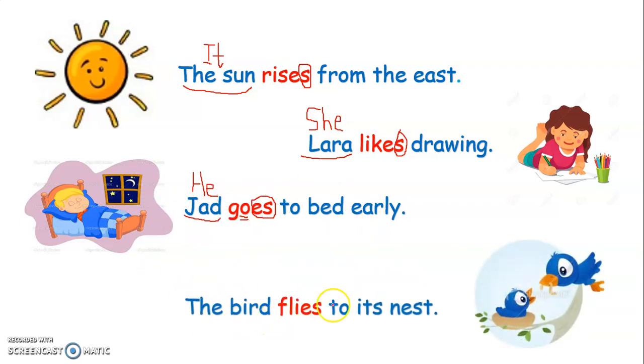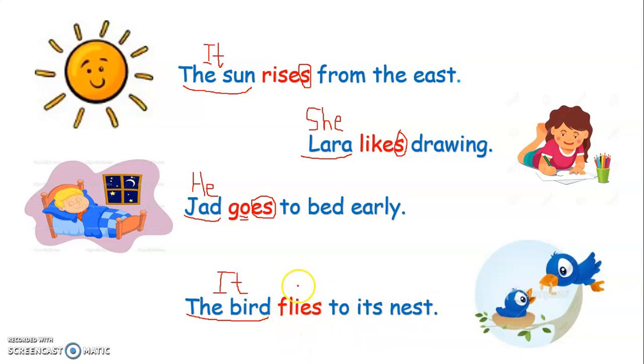The bird flies to its nest. The subject here is the bird. The bird is an animal, so we say it. It, as we know, an animal, a thing, takes it. So it flies to its nest.